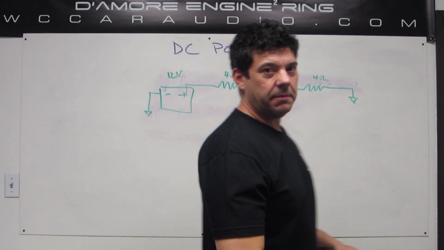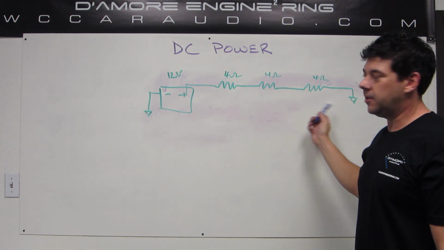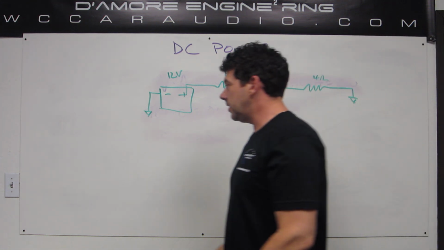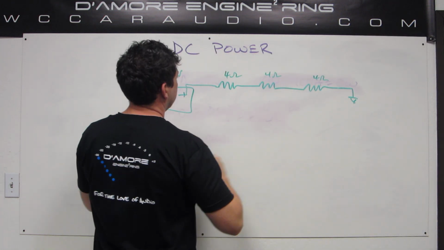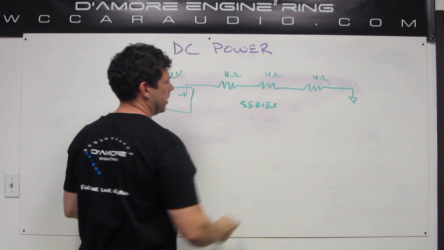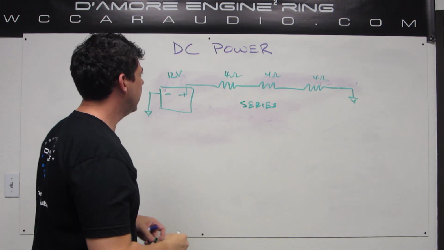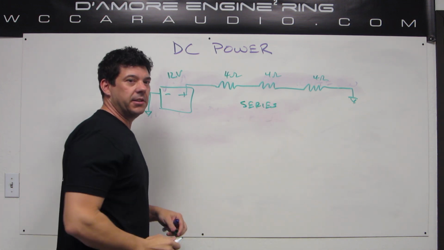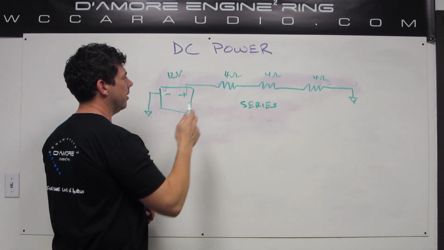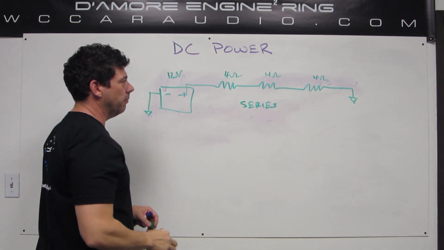So let's talk about DC power a little bit. Here we got a circuit, 12 volt battery, 3 resistors. They're 4 ohms each. They're in series. This would be called series, just like when you're talking about your voice coils on your speakers, you're saying, should I put them in parallel or series? This is a series connection. When you put resistance in series, they add together, so 4, 8, 12. So this whole thing is 12 ohms.